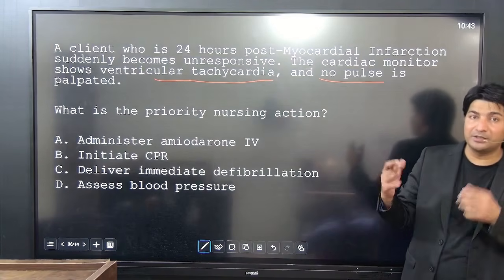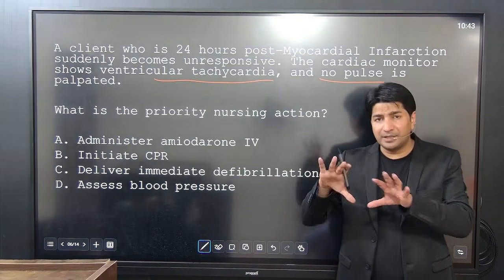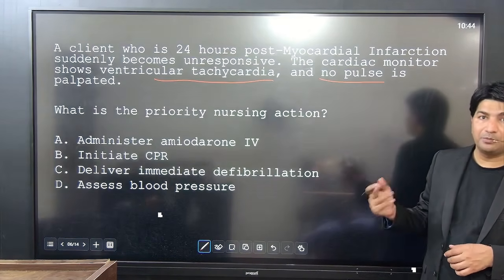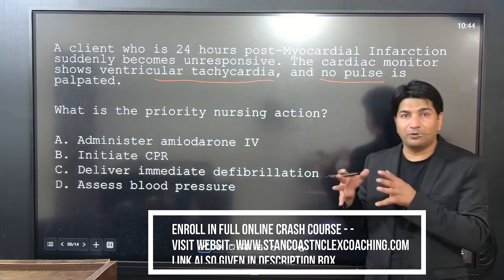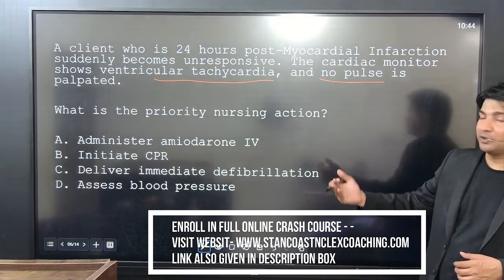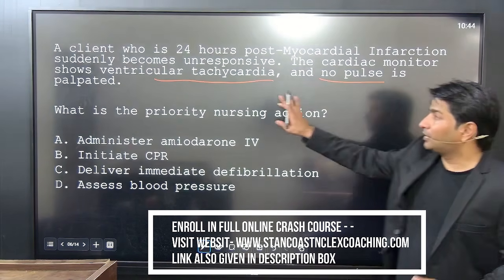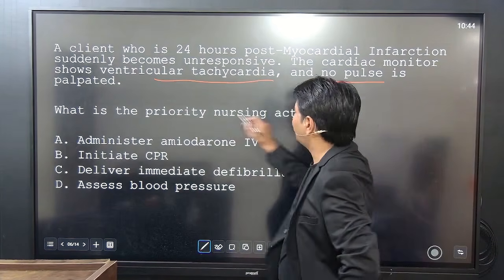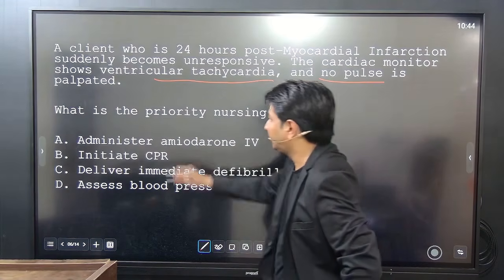And what happens in this is that our SA node isn't sending the electrical signals properly. So now the condition for defibrillation, if we give it a high voltage shock with a defibrillator, the SA node will start sending its electrical signals properly again. So we call this condition pulseless VT and a shockable rhythm. What is the priority nursing action? Meaning, what will the nurse do first?